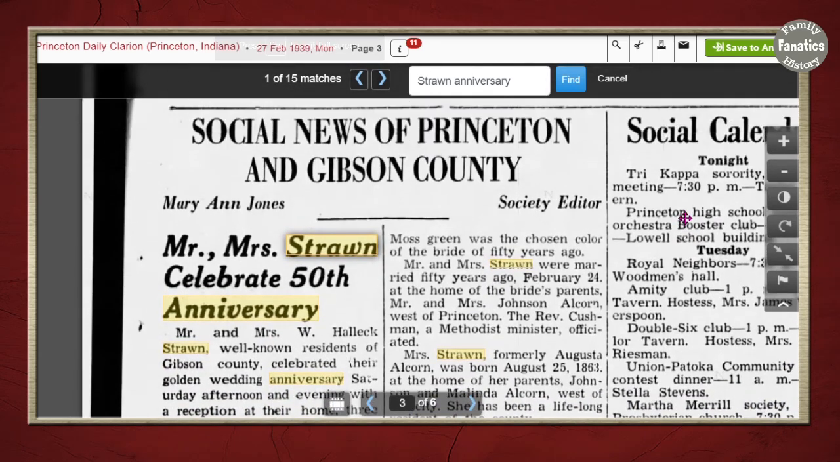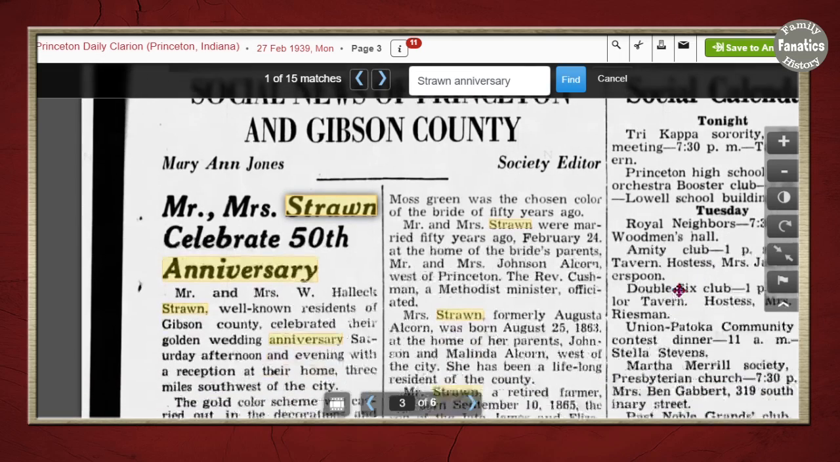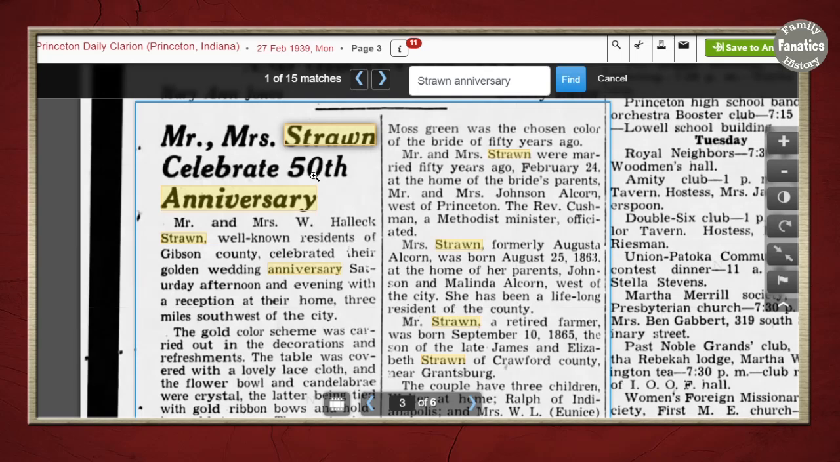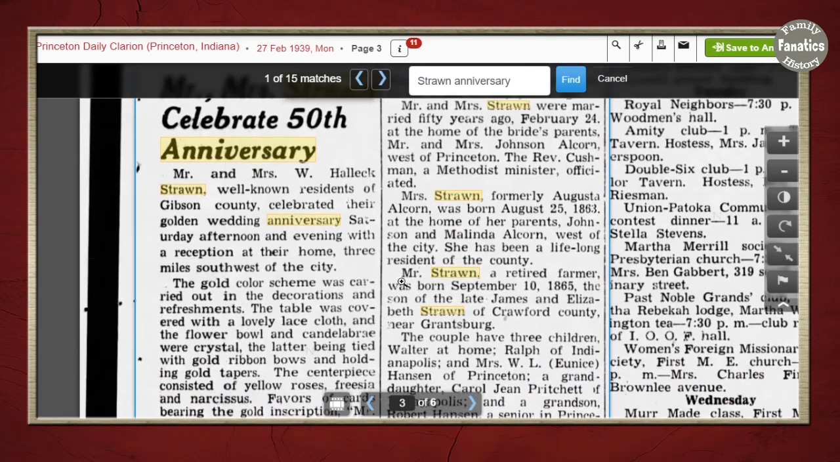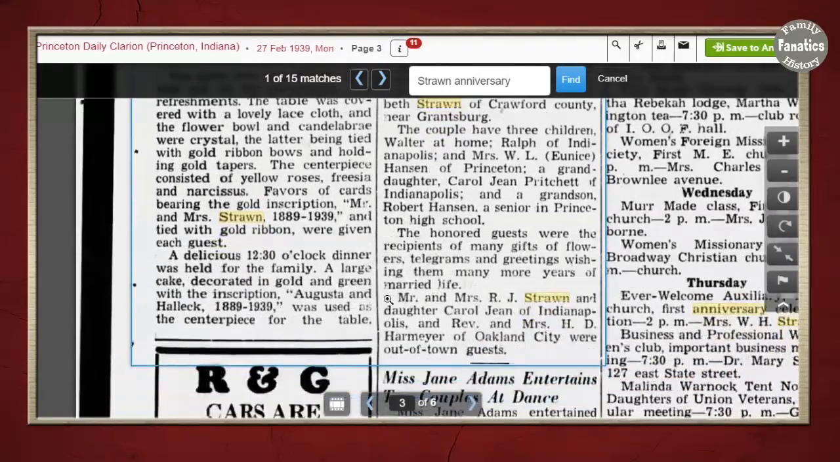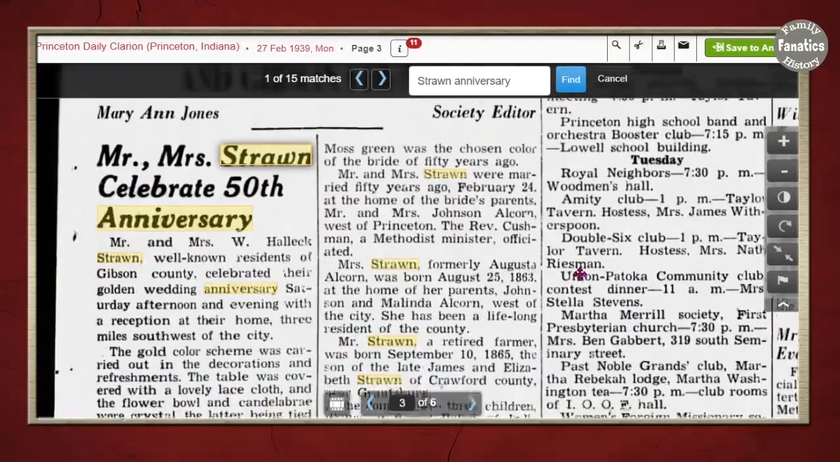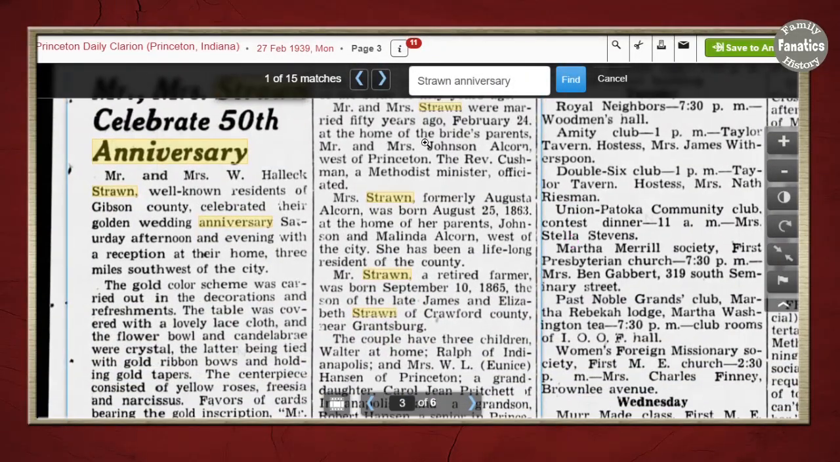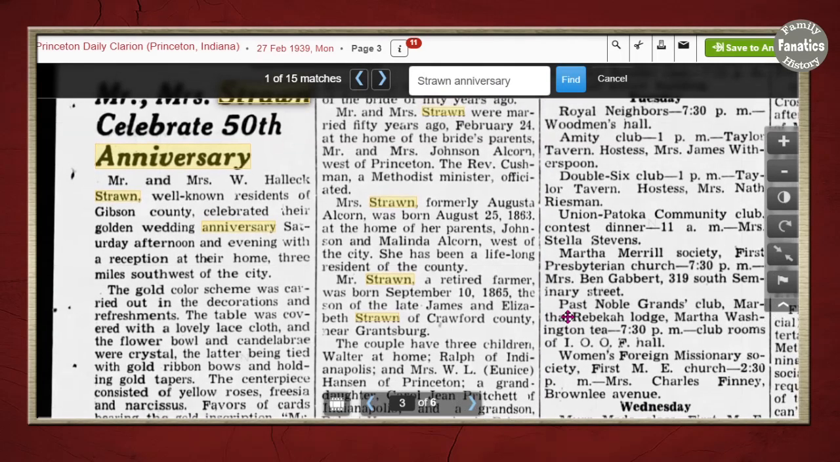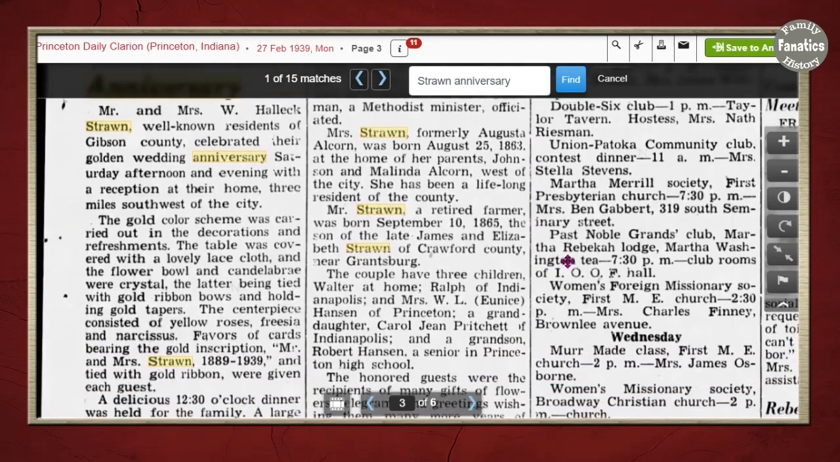So this is from Princeton in Gibson County in Indiana. This was printed in the Princeton Daily Clarion. Mr. and Mrs. Strawn celebrate their 50th anniversary, and we have the W. Halleck Strawn, well-known anniversary. It talks about what happened at their events, when they were married, home of the parents, that locations. Now you know where they got married 50 years ago.